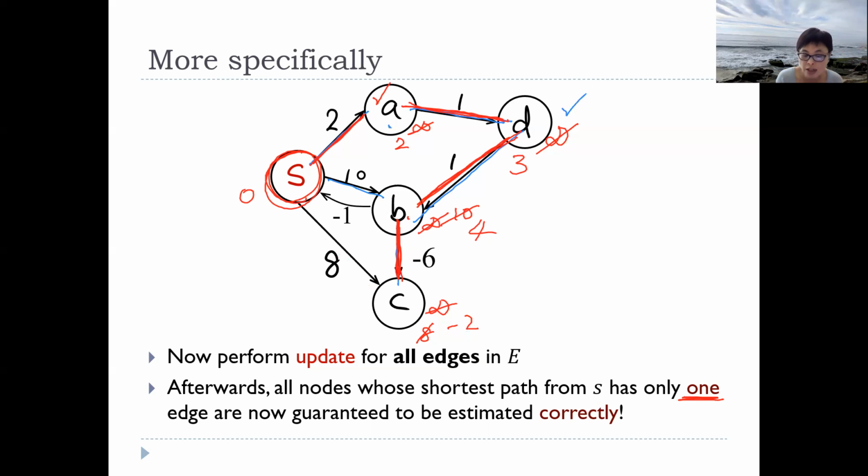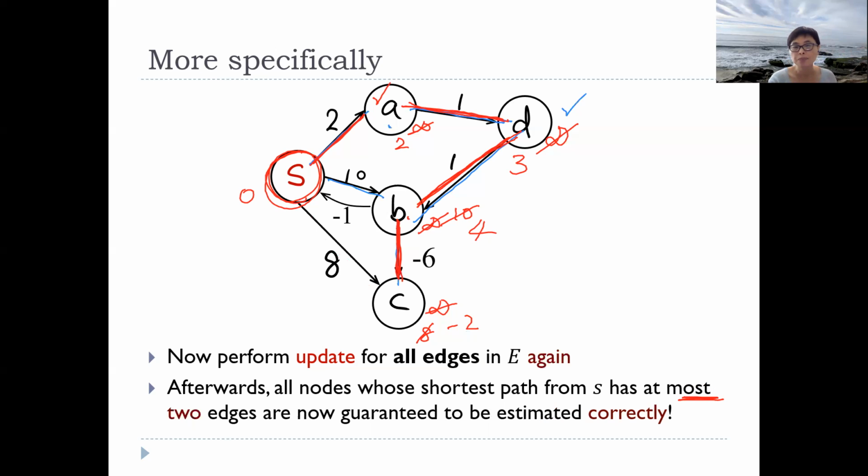In this case, it turned out that the shortest path distances to B and C are also correct, but at this point, I don't know yet for sure. So this is after the second time. Those nodes whose shortest path from S has at most 2 edges would be correct after 2 rounds of update.